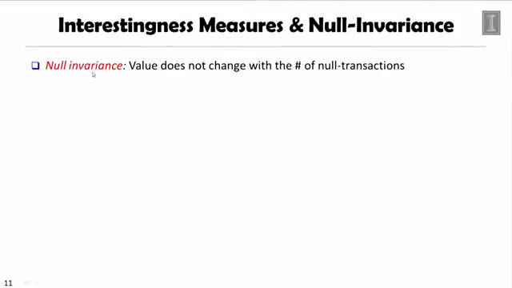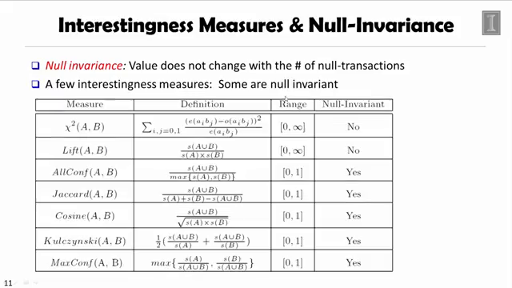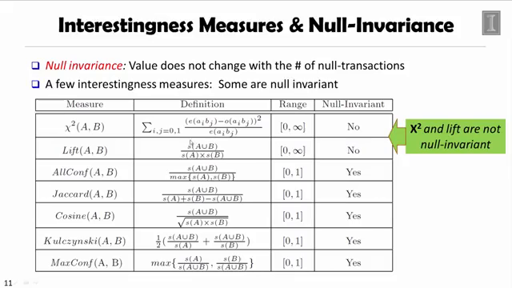Some measures have a property called null invariance. That means their values do not change with the number of null transactions. Let's see what measures are null invariant and what measures are not. We already know chi-square and lift are not null invariant. Their values change with the number of null transactions.